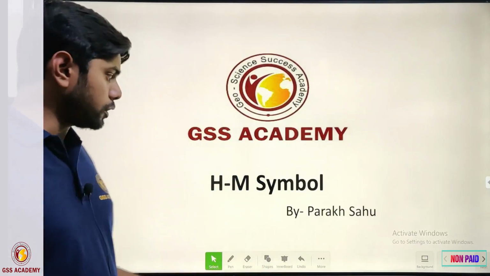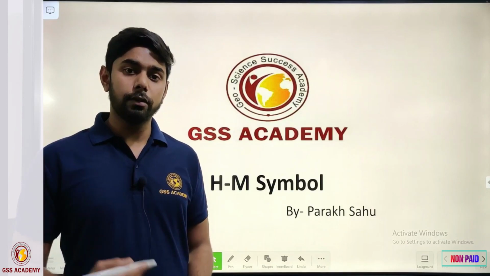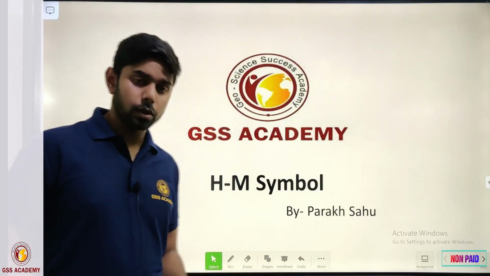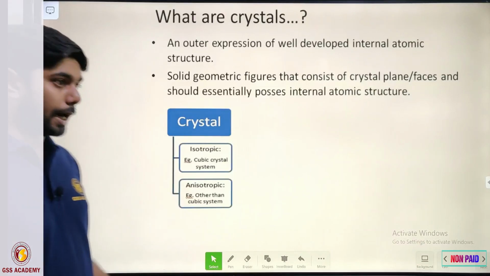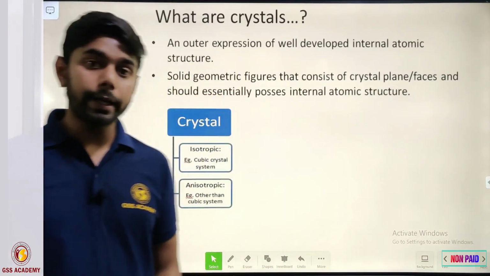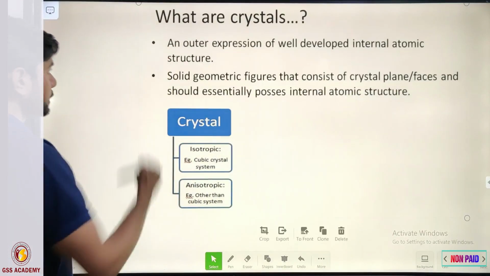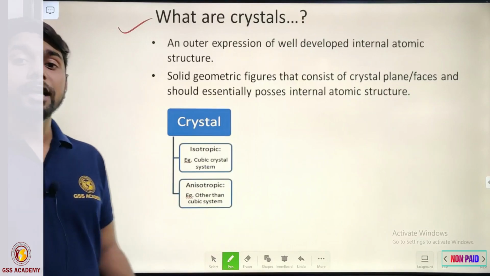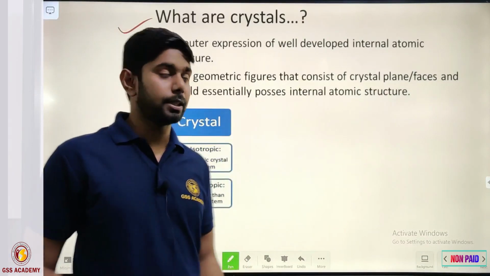Before starting with the HM symbols, we will cover some basic information about them. First, we need to know about crystals. What is a crystal? A crystal is an outer expression of a well developed internal atomic structure.